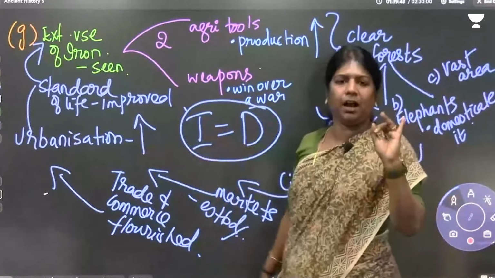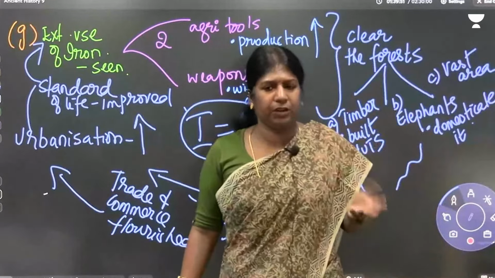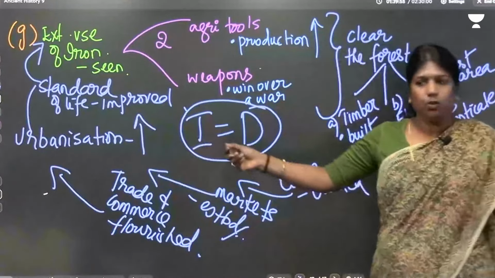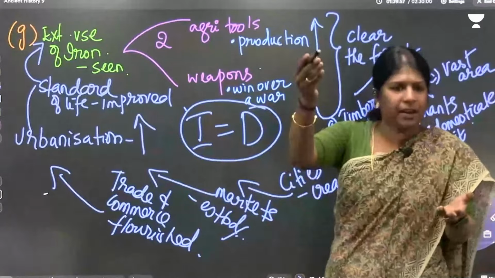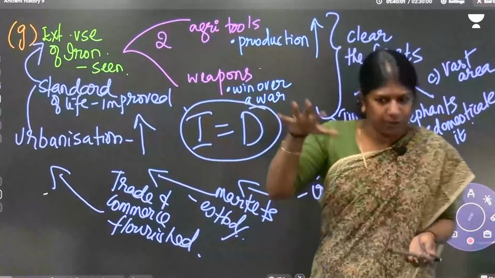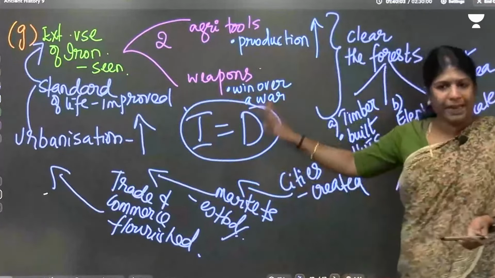That's why horse and iron are considered to be a revolution in Indian history. And imagine if you make an iron chariot, you tie 10 horses, a horse-drawn chariot, iron will win over a war. So all these will naturally happen. So this shift took place during the later Vedic period.